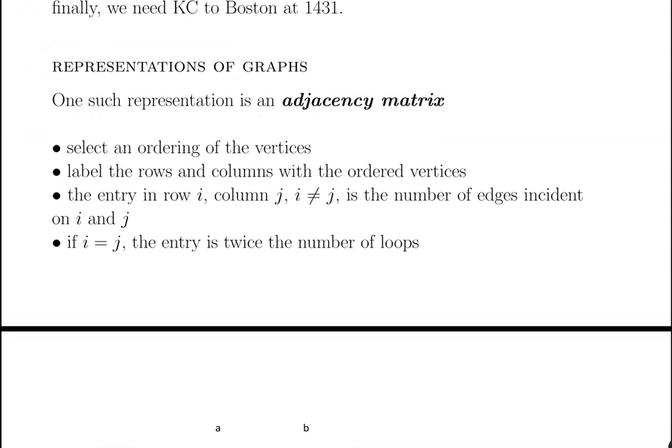Here's a couple of neat things too. We can represent graphs a couple different ways with matrices. So one representation is called an adjacency matrix. You select any ordering of the vertices, it doesn't really matter. Label the rows and columns with those ordered vertices, and then the entry in row I, column J, I not equal to J, is the number of edges incident on I and J, and if I and J are the same, it's twice the number of loops.